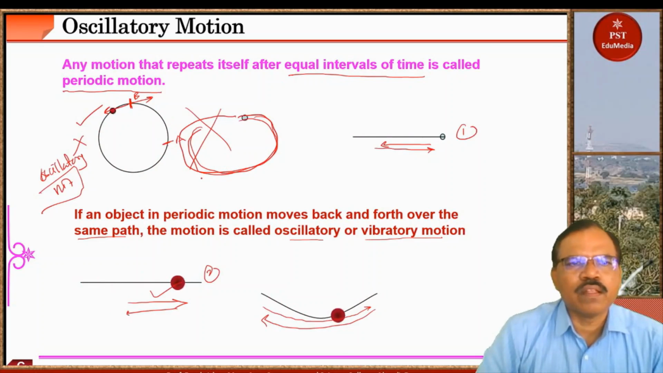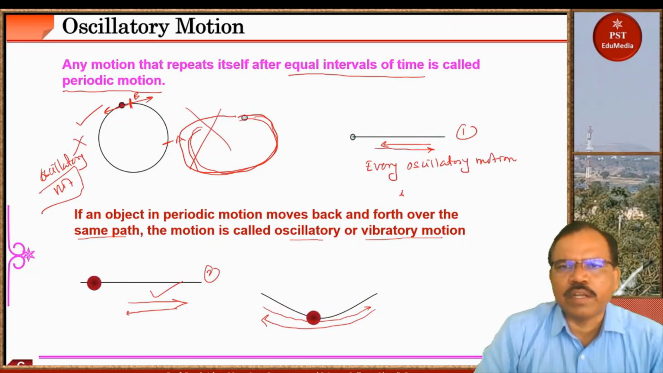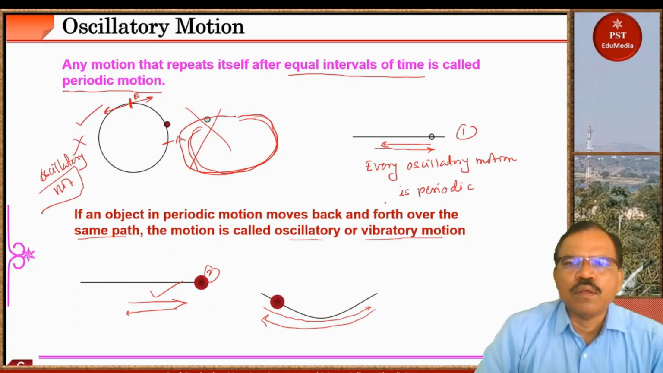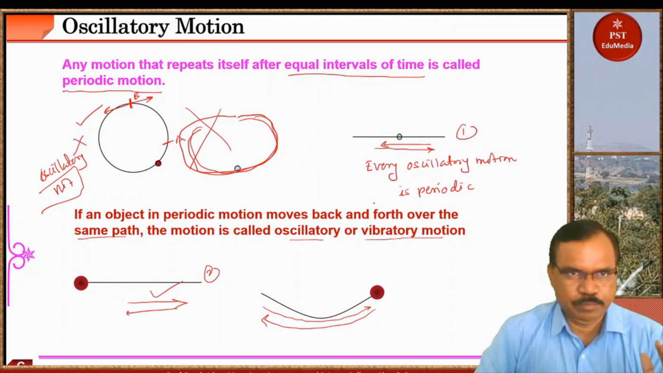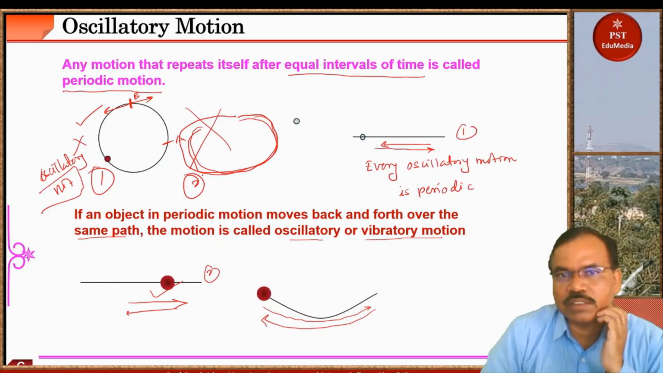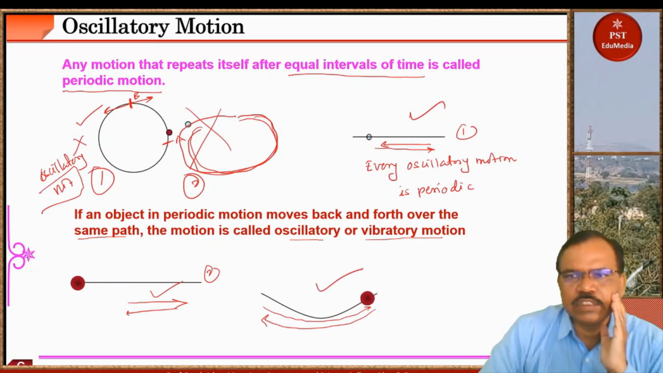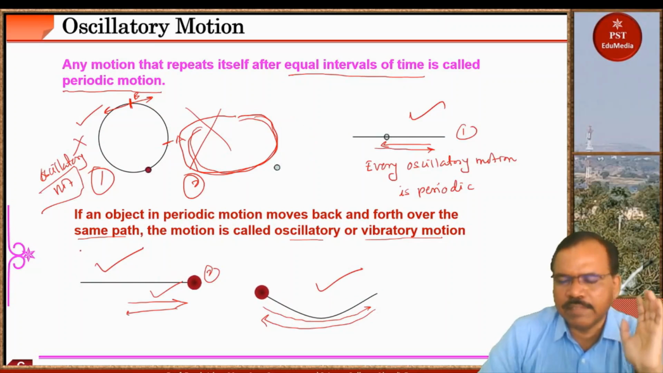So see here, every oscillatory motion is periodic. But every periodic motion may not be oscillatory motion. So here this first one is periodic, second one is periodic, but they are not oscillatory. While this one and this one, they are oscillatory motions. They are periodic as well as oscillatory motions.